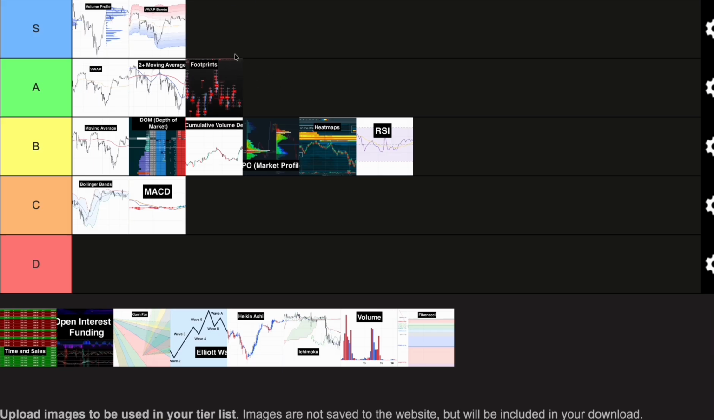I don't use it on a daily basis. I do think there is a lot of value in footprints if you're looking at absorption, exhaustion. Some people look at the imbalances as well. There are different types of footprints. You have delta footprints, you have volume footprints. You can look at it as absorption versus exhaustion, the imbalance stuff that I mentioned earlier. There is definitely some use.